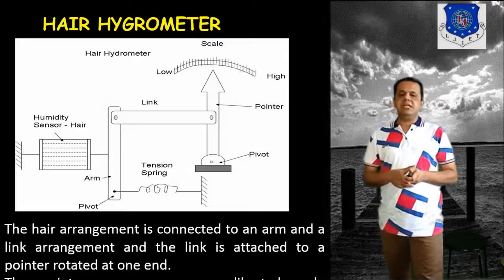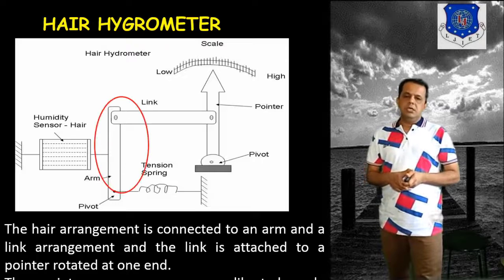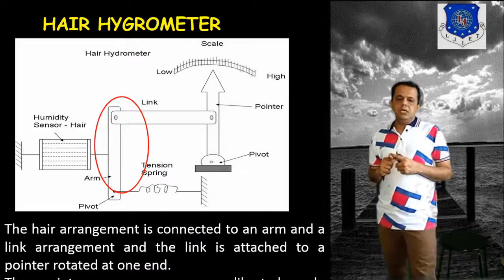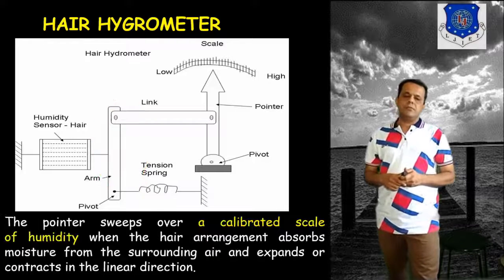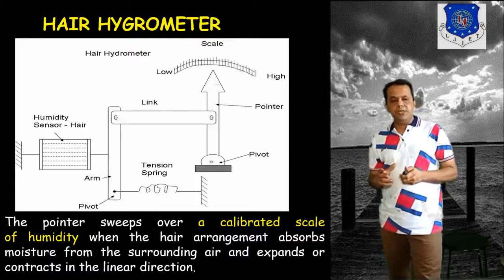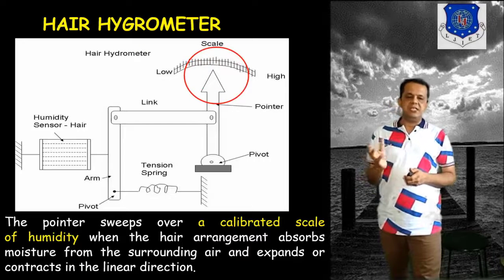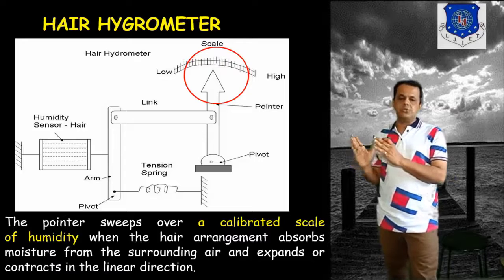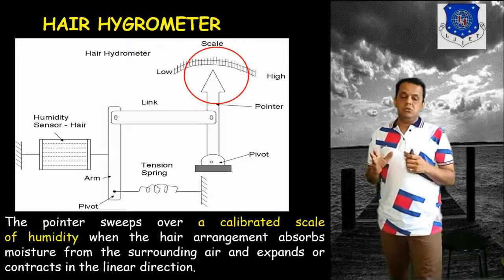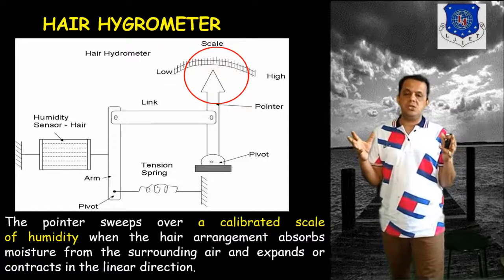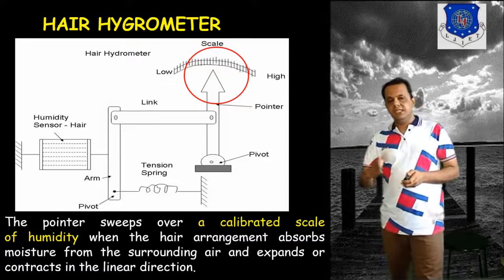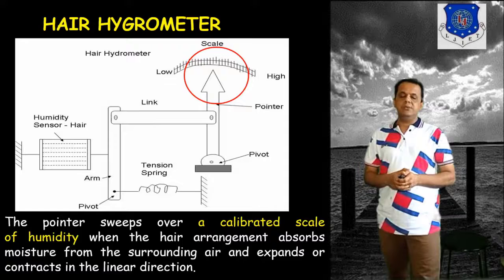The hair arrangement is connected to an arm, which is shown here, linked with the pointer at one end. The pointer sweeps over the calibrated scale of humidity when the hair arrangement absorbs moisture, so obviously the linear dimension will change of the hair arranged near the arm, which is connected in the form of a bunch.